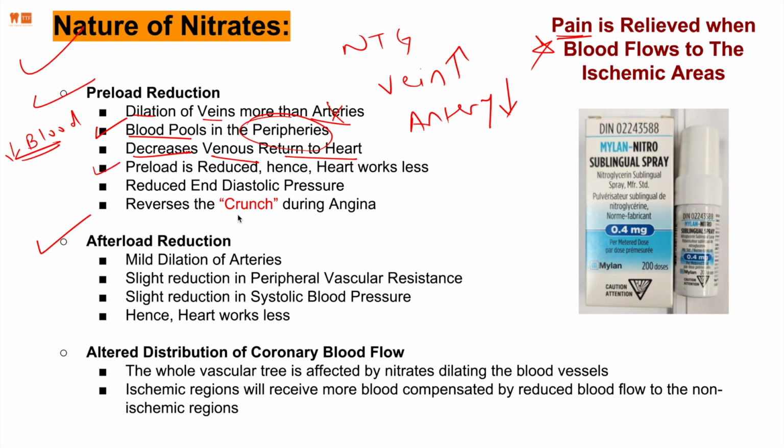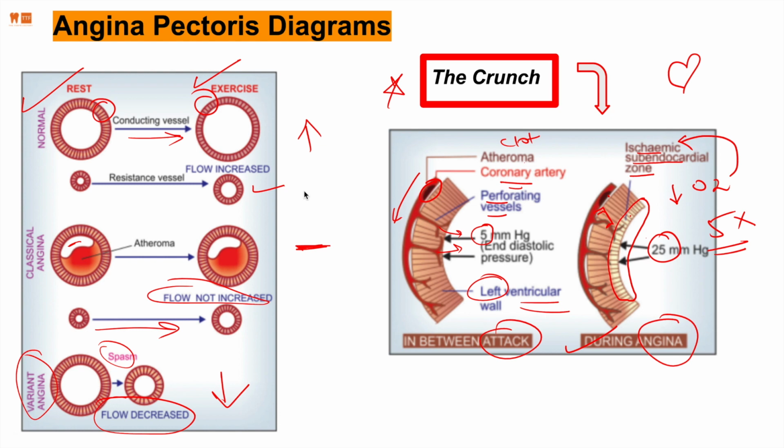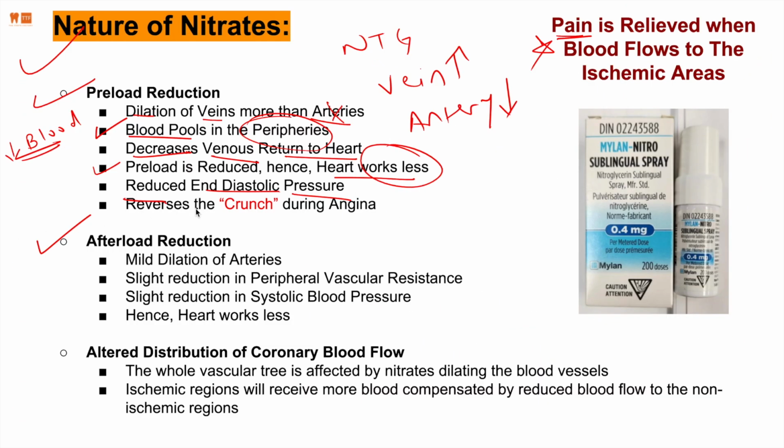So less blood reaches the heart into the ventricles, less preload, less heart. So heart works less. When heart works less, there is a reduced end diastolic pressure. So I'll draw your guys' attention to this here. Right here. When blood is reduced overall, then this will decrease in the heart, right? And so it reverses the crunch during an angina. That is where crunch is important. This is how preload works.